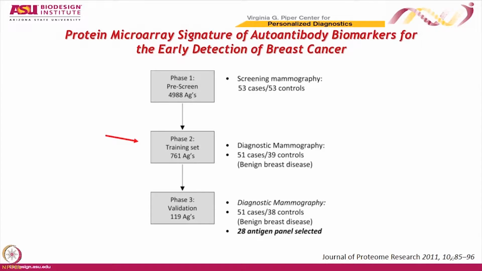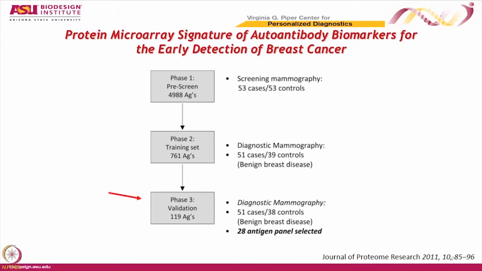I will tell you that it's a little odd when you look at it that we had 50 and 39. You would have thought that we would have 50 and 50, right? It turns out that we did originally have 50, but about 11 of them turned out to have cancer after all, and so we had to take them out of the study. So that kind of thing can happen. You have to be prepared for that.